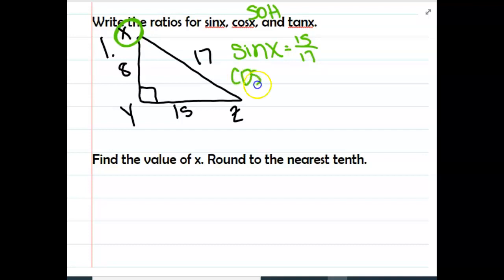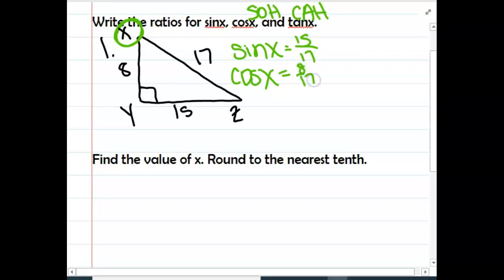Okay, to find cosine of X. Cosine, C-A-H. To find cosine, you're going to take adjacent over hypotenuse. Remember, the adjacent side is the side next to the angle that's not the hypotenuse. So in this case, it's going to be 8 over the hypotenuse, which is 17. So 8 over 17.